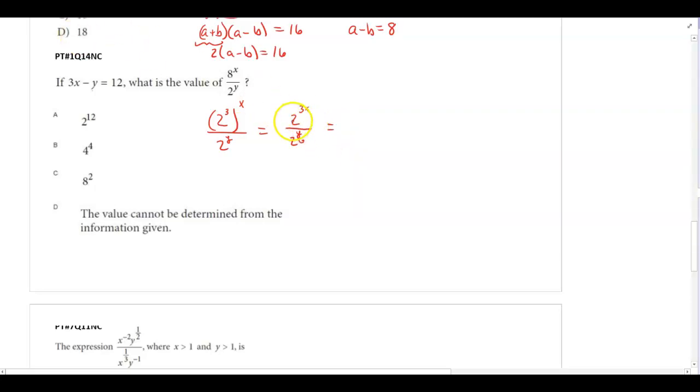Now, same bases, what do I do with the exponents? I'm going to rewrite it as 1 base of 2, and I'm going to subtract the exponents. So now, look here, they told me 3x minus y is equal to 12. So what do I do? I replace 3x minus y with its value, so that would be equivalent to 2 to the 12th, which is letter A.